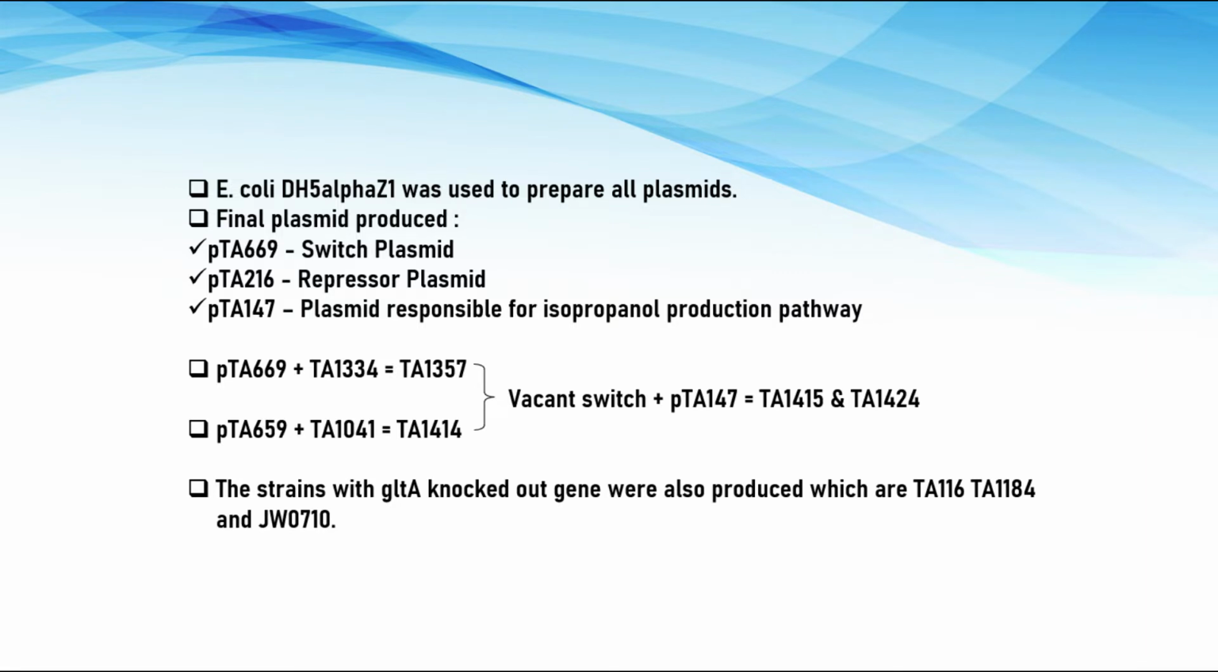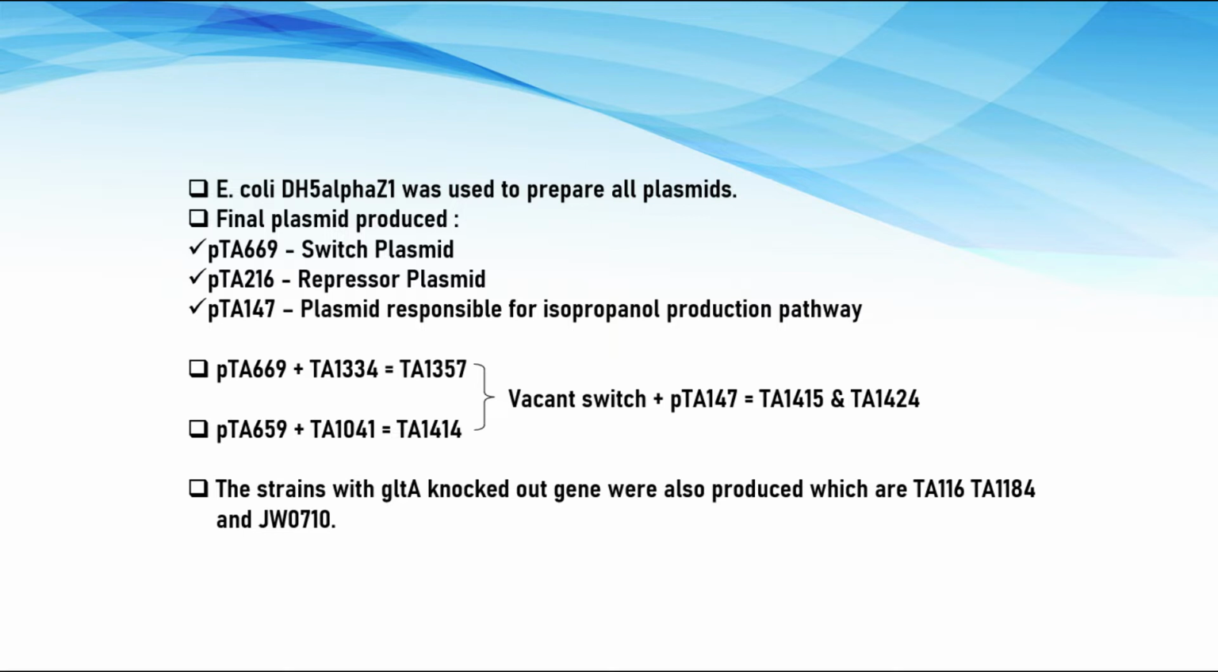By introducing the plasmid PTA669 in strain TA1334, a new strain TA1357 was obtained, and by introducing the plasmid TA659 into the strain TA1041, the TA1414 strain was obtained. Then in these two strains, that is TA1414 and TA1357, the plasmid PTA147 was introduced, which contains the isopropanol production pathway genes, producing the strains TA1415 and TA1424.